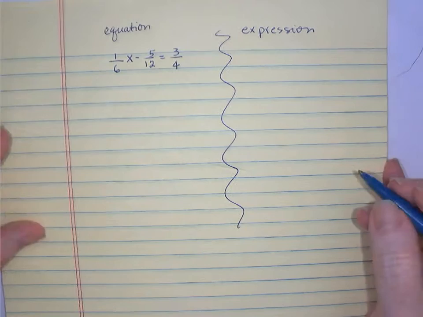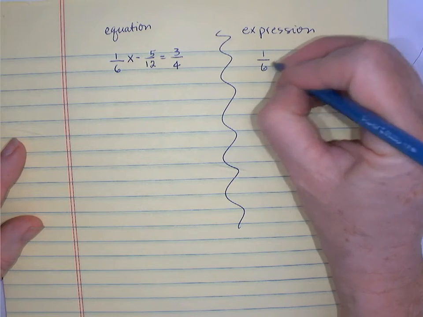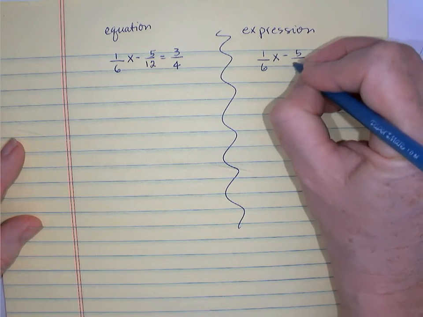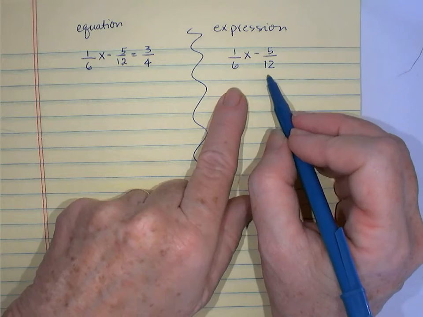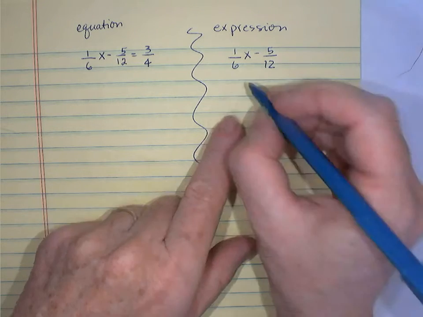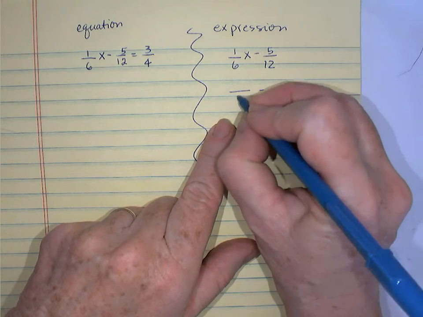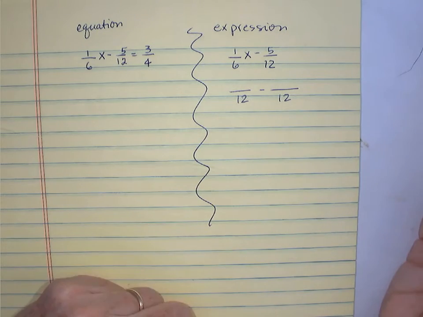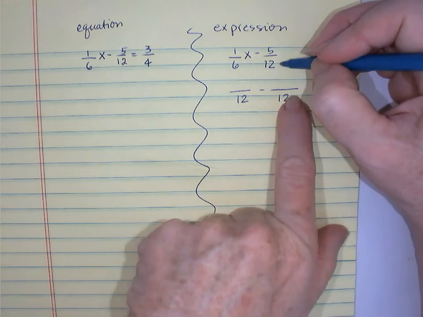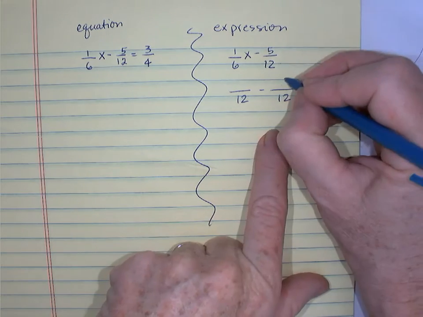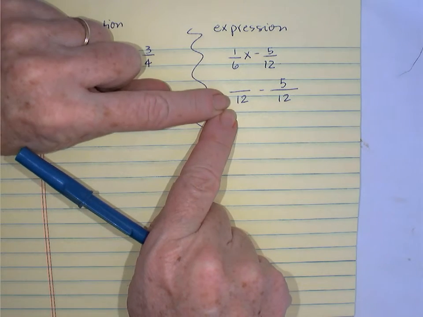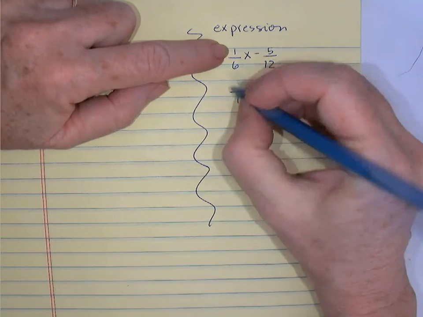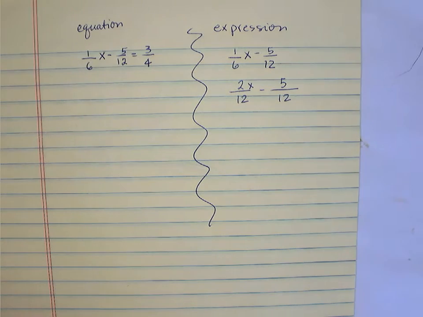So an expression does not have an equal sign. 1/6 x minus 5/12 is an expression. And if you were directed to perform the indicated operation, you'd need to add these two fractions. You would have to find a least common denominator, which you would know would be 12. For the second fraction, the bottom does not change, so nor does the top. But for the first fraction, the bottom had been multiplied by 2, so you have to do the same thing to the top. So that's going to become 2x minus 5.